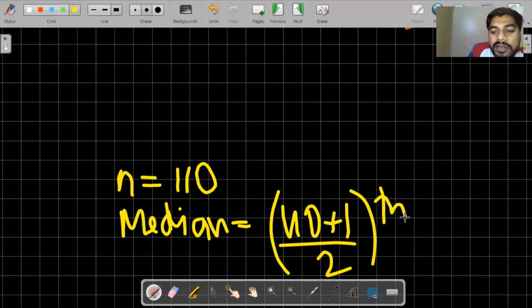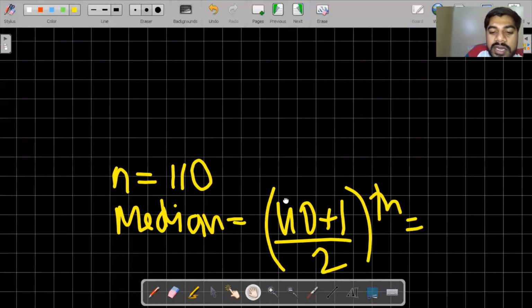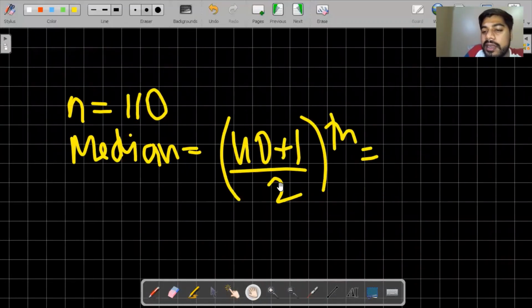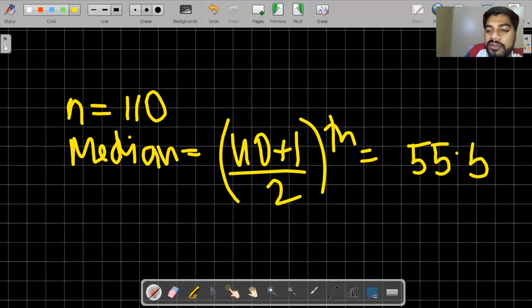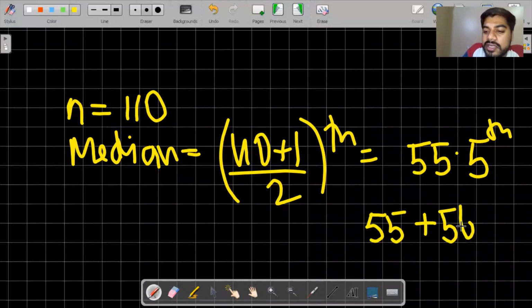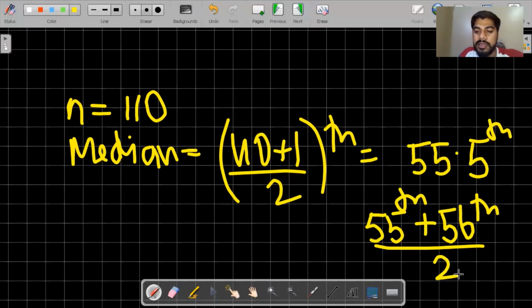And if you find the value, 110 plus 1 comes out to be 111, divided by 2 gives you 55.5. So my question to all of you is, what does this 55.5 term mean? Yes, your answer will be the average of the 55th and 56th term. So hopefully you are clear about the following condition.